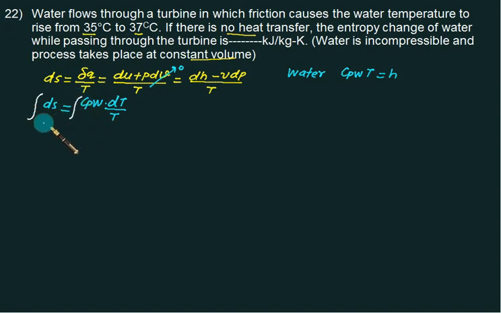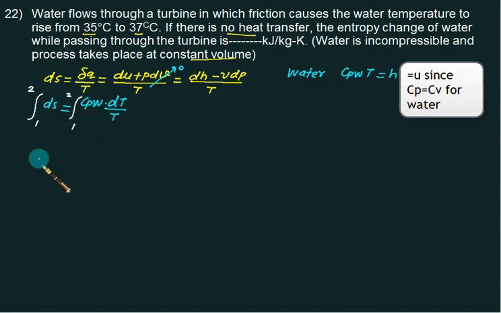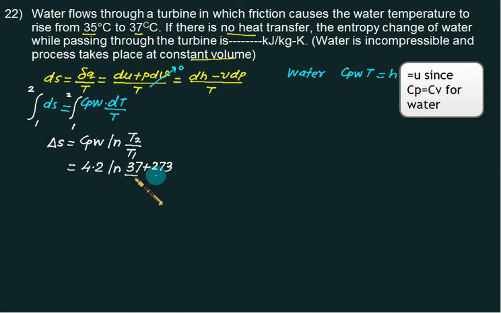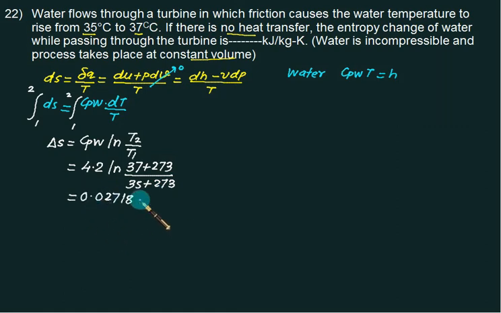Now we can integrate from 1 to 2. So we have S2 minus S1, that is delta S. Cp of water is going to be constant, times ln of T2 by T1. Cp of water you can take as 4.2 ln, temperature T2 is 37 plus 273 upon T1 is 35 plus 273. Solve this, you will get change in entropy, 0.02718 kilojoules per kg per Kelvin.